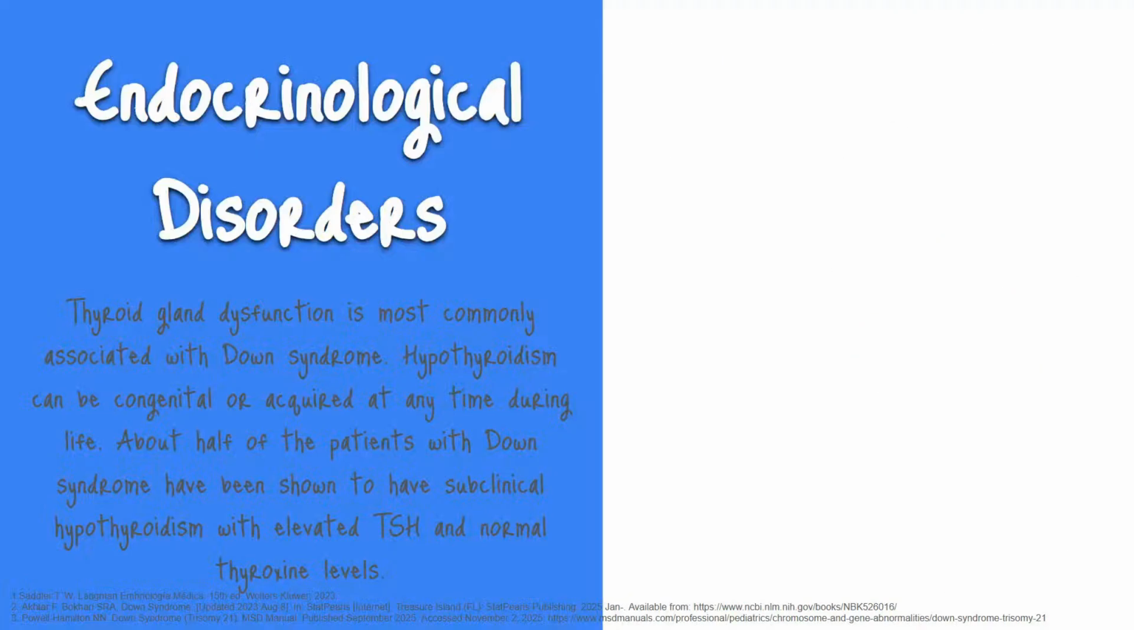Endocrinological disorders. Thyroid gland dysfunction is most commonly associated with Down syndrome. Hypothyroidism can be congenital or acquired at any time during life. About half of the patients with Down syndrome have been shown to have subclinical hypothyroidism with elevated thyroid stimulating hormone and normal thyroxine levels. Thyroxine is the thyroid hormone. So they can also have delayed puberty in girls.